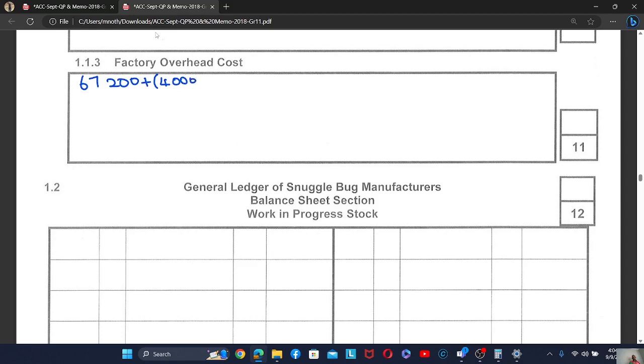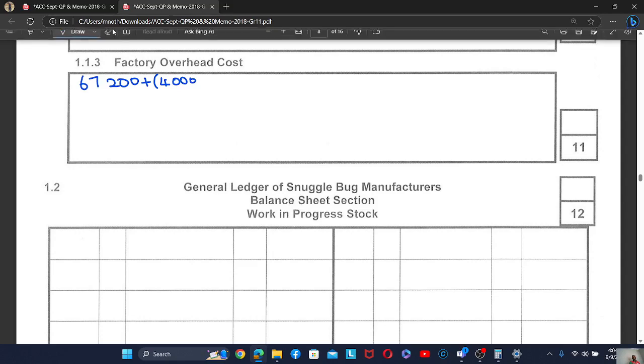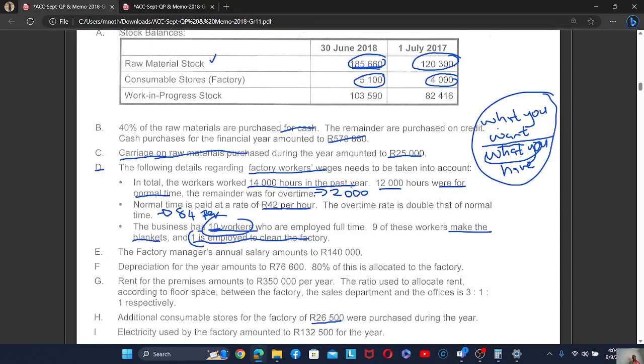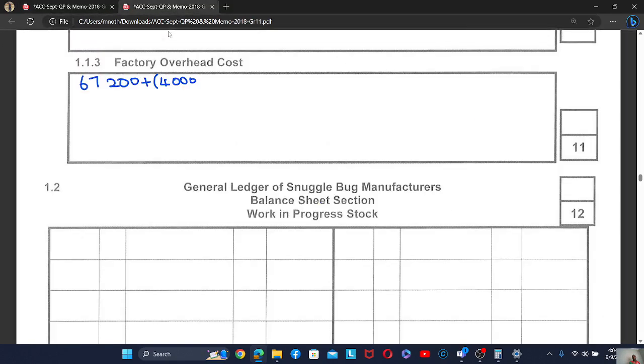The consumable stores, right? They were 4,000 at the beginning of the year. Yes. And then we bought a new one. How much? 26,500.